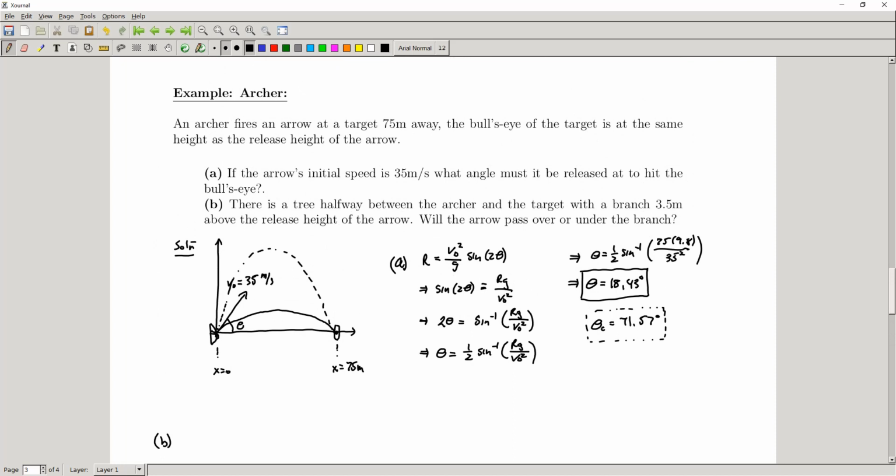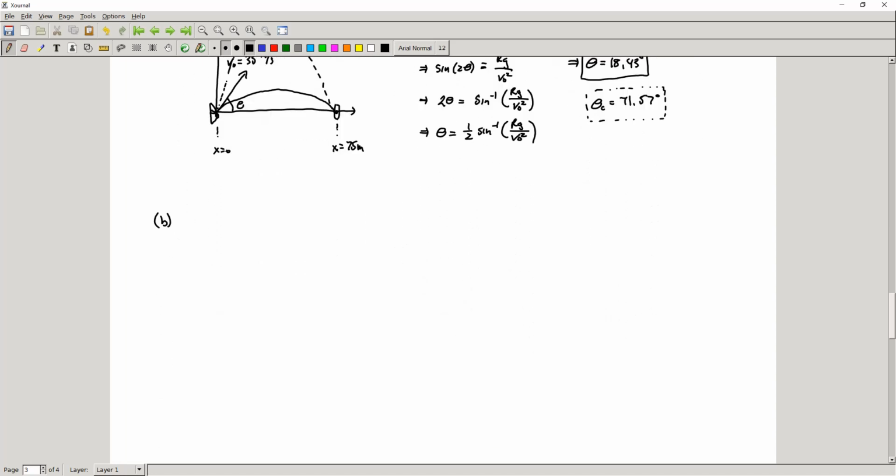Okay, so in part B, what do we want to do? There's a tree halfway between the archer and the target with a branch at 3.5 meters above the release height of the arrow. Will the arrow pass over or under the branch? Okay, so we want to answer that question. So we now know theta, right? So let's assume we're dealing with a lower launch angle. When you're firing an arrow, you would normally be dealing with that anyway. But let's assume we're dealing with theta equals 18.43 degrees.